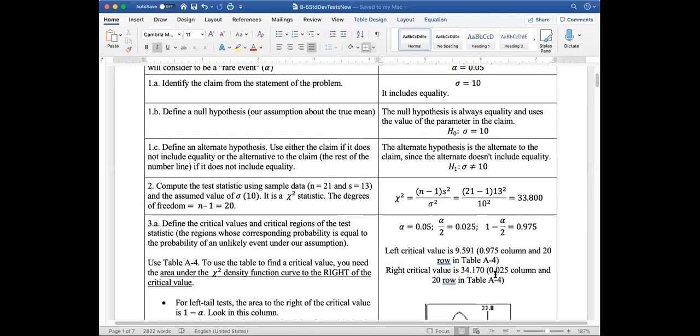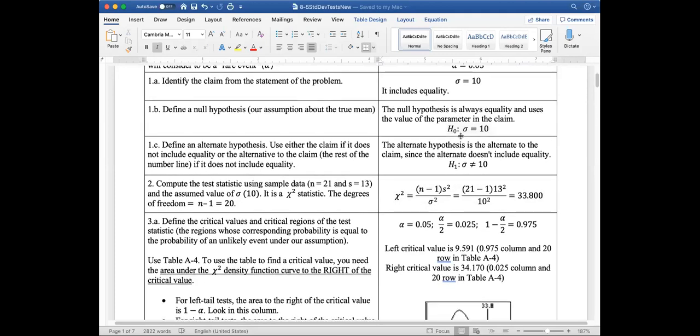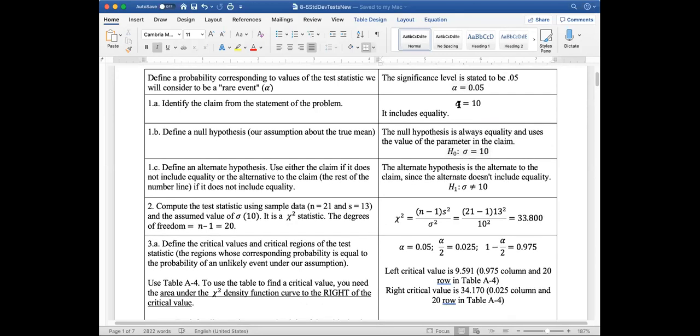The test statistic is a chi-squared test statistic, and it requires that we know the sample size n and sample standard deviation s, as well as the assumed value of sigma. Well, we know the assumed value of sigma from H0. It's going to be 10.